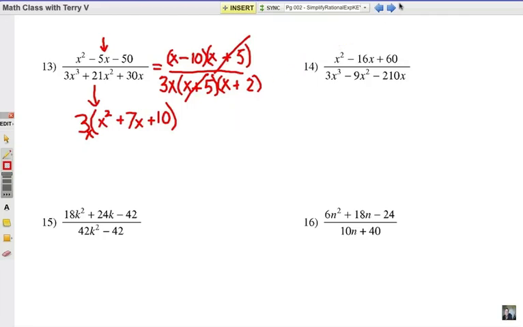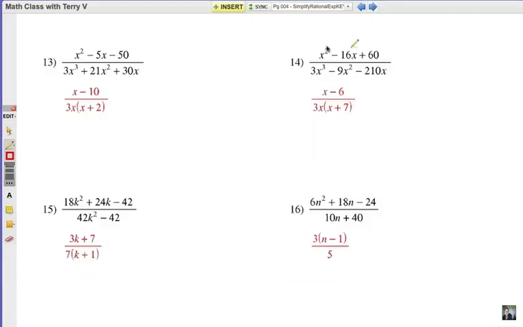All right, each video in this series has gotten progressively harder. We've already done this one on the previous screen, so let's look at 14. How did we get this answer? Well, we are going to go ahead and factor that out. And again, 60 has some factors here that are going to add to be the negative 16x middle term.